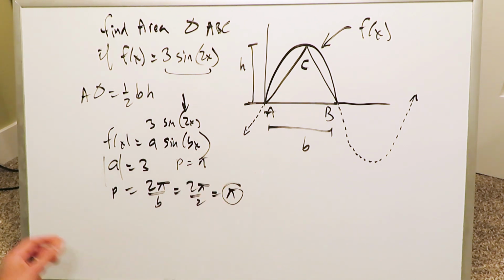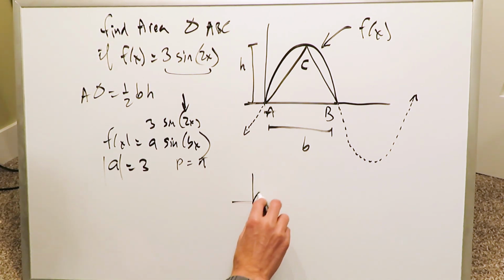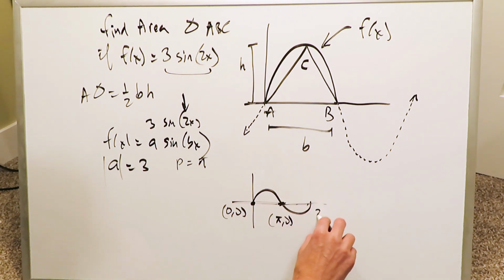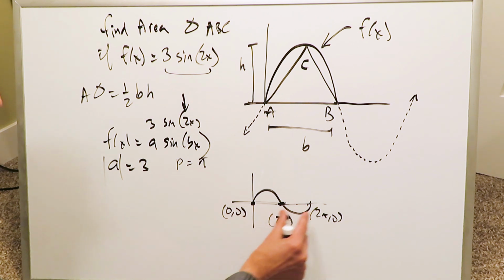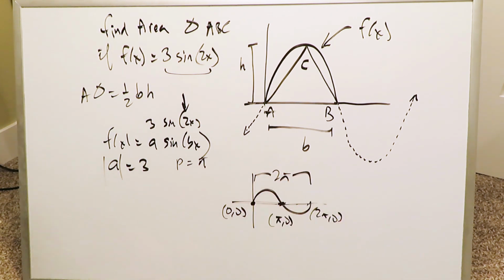What else do you know about a normal sine function? It has an x-intercept at 0, 0, another at pi, 0, and then 2 pi, 0. These x-intercepts are always at these pi angles. Sine of 0 is 0, sine of pi is 0, sine of 2 pi is 0. This is a normal sine, which has a period of 2 pi.